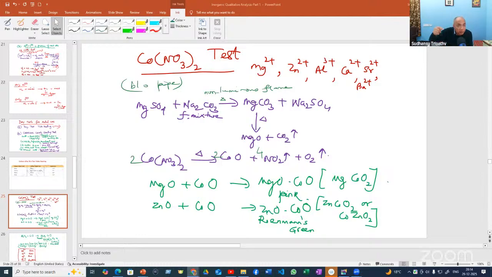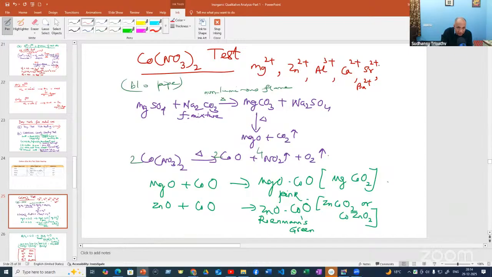Then you immediately add a drop or two of cobalt nitrate in the same charcoal cavity. Then heat it for some more time in a non-luminous or oxidizing flame with the blowpipe. You continue with the same charcoal cavity heating test, you add cobalt nitrate and heat again. What happens? The fusion mixture containing carbonate will produce the carbonate of the metal. So these metal ions are tested.